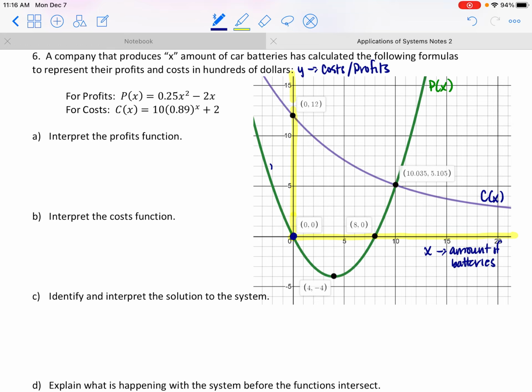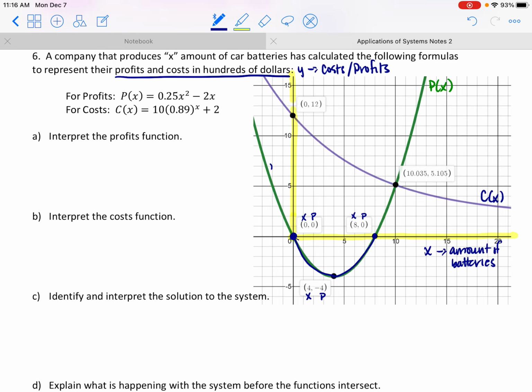Now, it says that the profits function starts at (0, 0). That should make sense. That means for 0 batteries, there is 0 profit. Now, what happens is this dips below the x-axis, which might not seem to make sense, but it technically could. So what is it saying here at 4 and negative 4? That when they produce 4 batteries, their profits are negative 4, and these amounts are in hundreds of dollars. So if they've made 4 batteries, they're out $400. That's coming out of their pocket. And then the graph bounces back up to (8, 0). That means when they've made 8 batteries, their profits are at 0, so they're out of the negative.